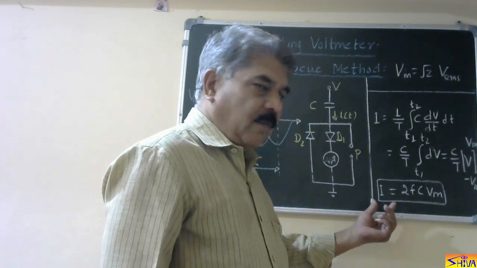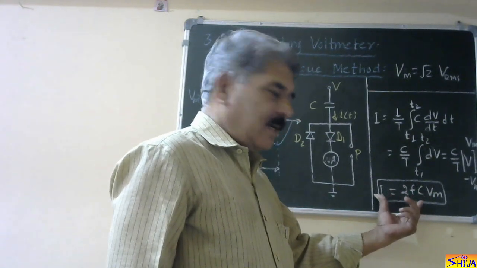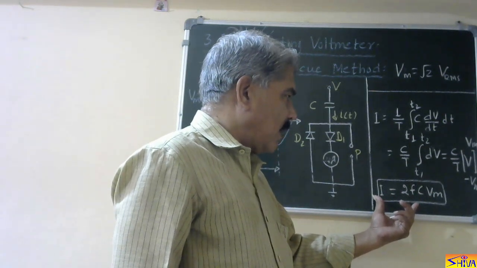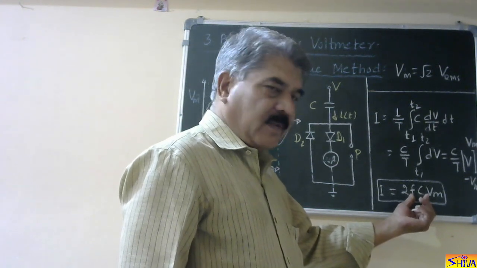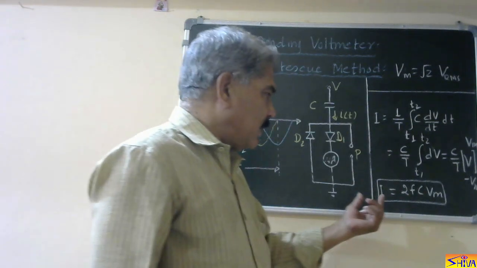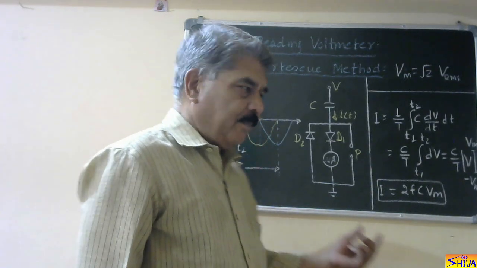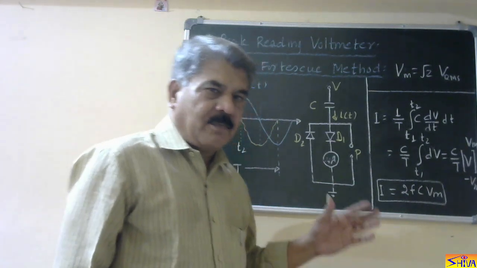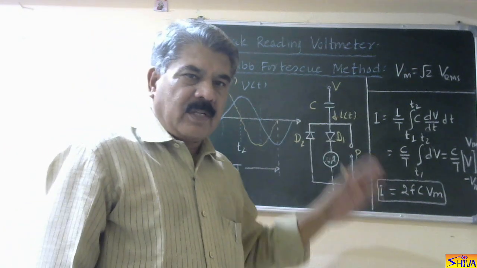So mean value of current is 2FCVm, so Vm we can write as I upon 2FC. F is frequency, 50 Hz, and C is capacitance, that is constant. So once we measure the current, we can measure the peak value of the voltage. This method was developed by Chubb Fortescue, therefore the name of the method is Chubb Fortescue method.